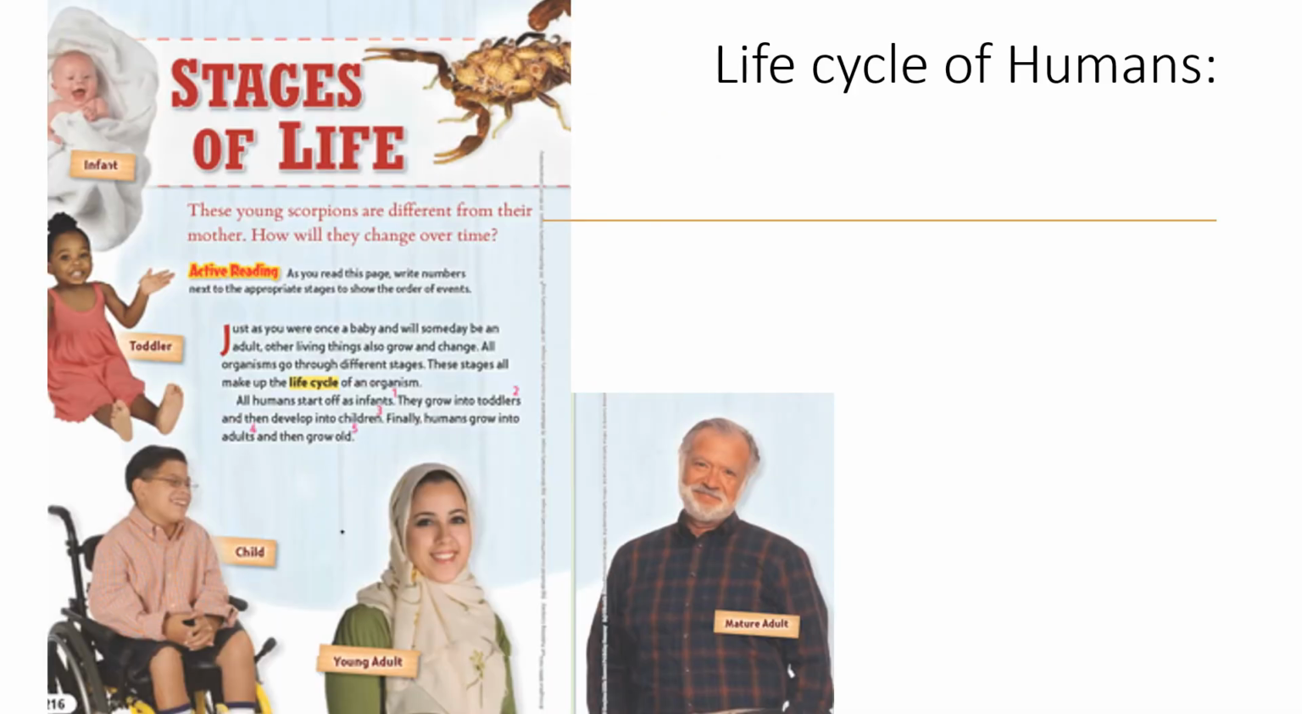The life cycle of humans, this is in your book on page 216. It starts after the newborn is born. There's the infant stage, and then the toddler stage, and then the child stage, the young adult, and of course the mature adult. So this is the life cycle of humans. Okay, the toddler is when the baby starts to walk and talk. Okay, a child is the stage you are in.